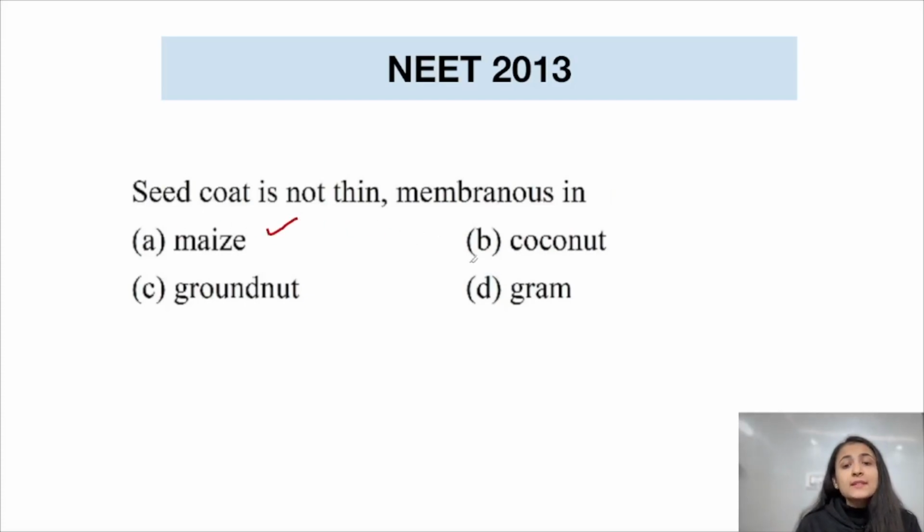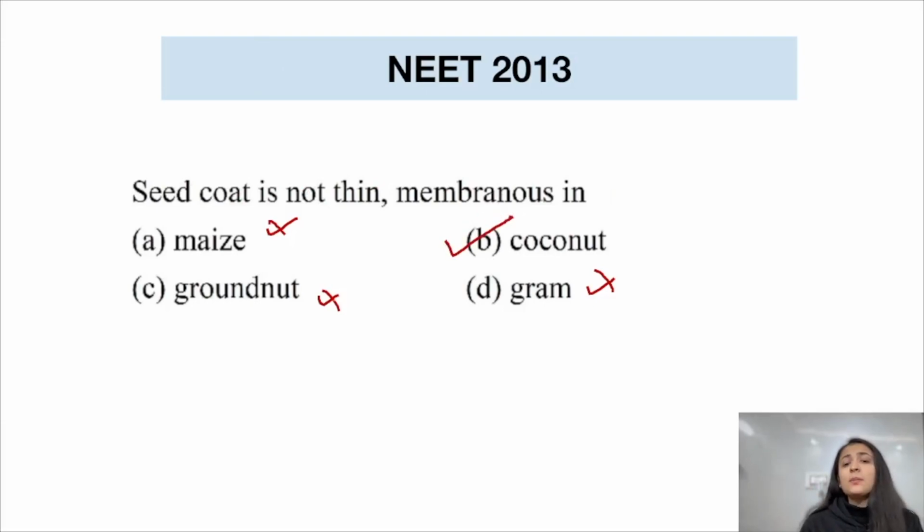In the case of maize and gram, it is very thin and papery. In case of groundnut, it is very thin, but it is hard. So these three options are incorrect, because they are very thin and membranous. But in case of coconut, it is very thick and hard. Coconut is very hard, so it is the seed coat which is very hard in coconut, right? So the correct answer here is option B.